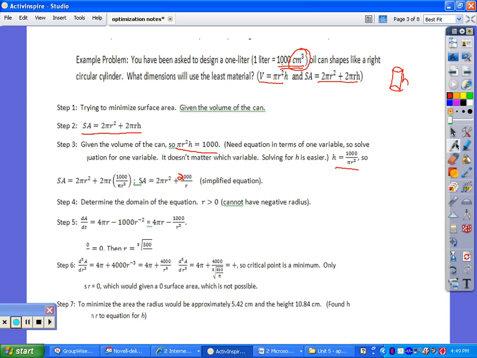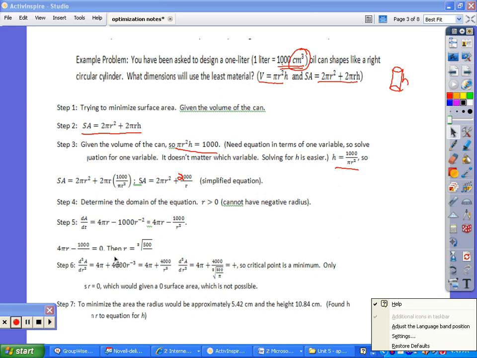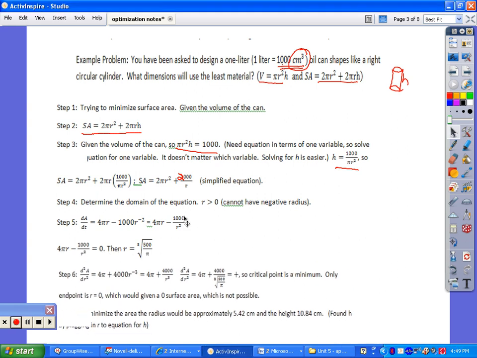And then we want constraints. Step 4 is determine the domain of the function. So r cannot be negative, so r is greater than 0. And then we take the derivative in step 5 to find the critical points. So if we look at this, the derivative of this function is, I bring down the 2 because pi is a constant, so it's 4 pi r.